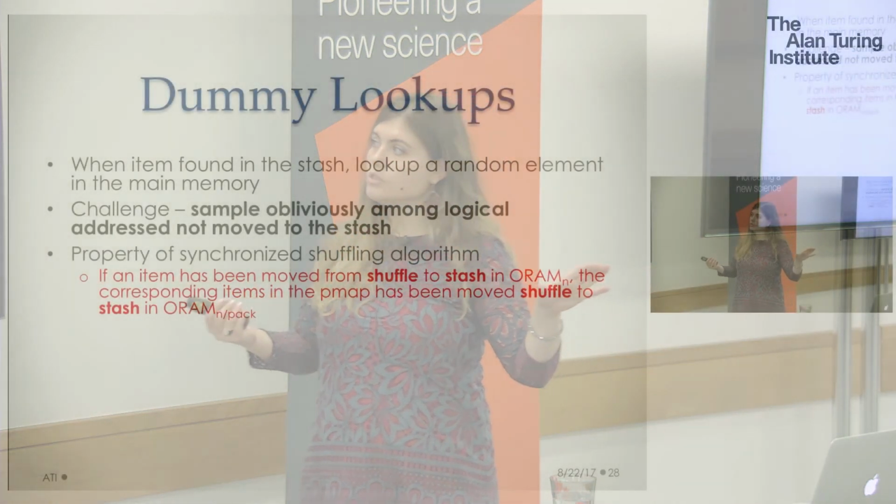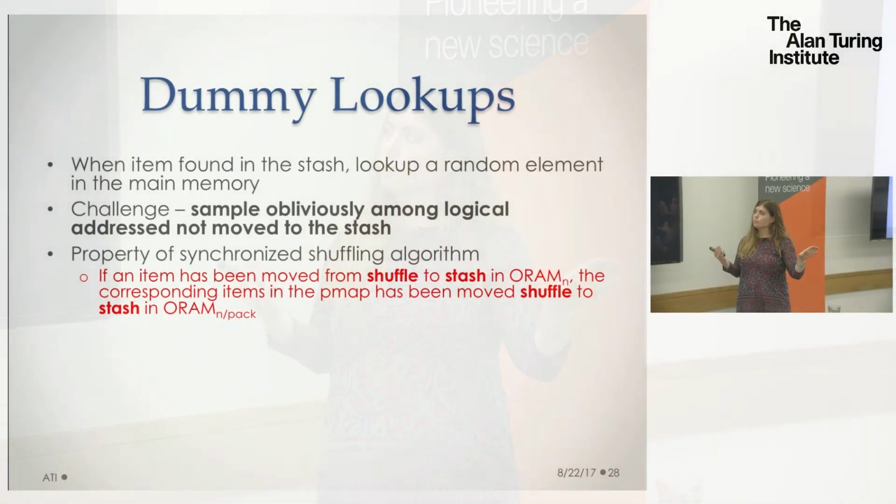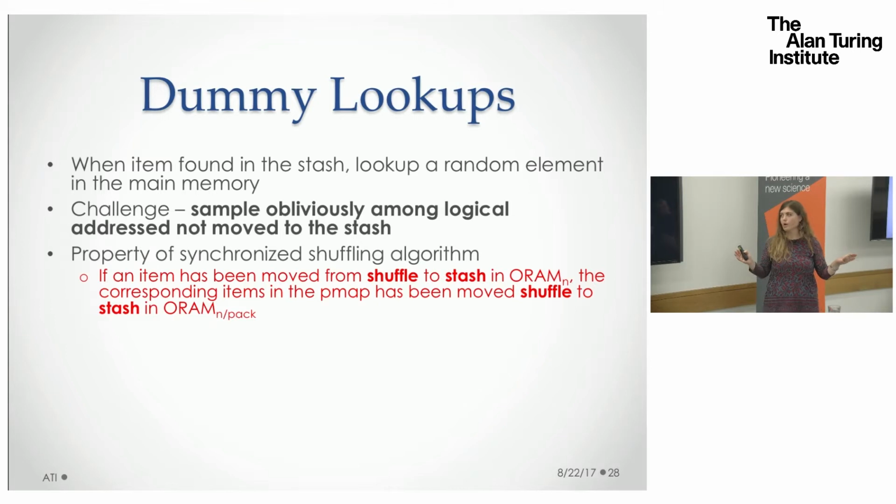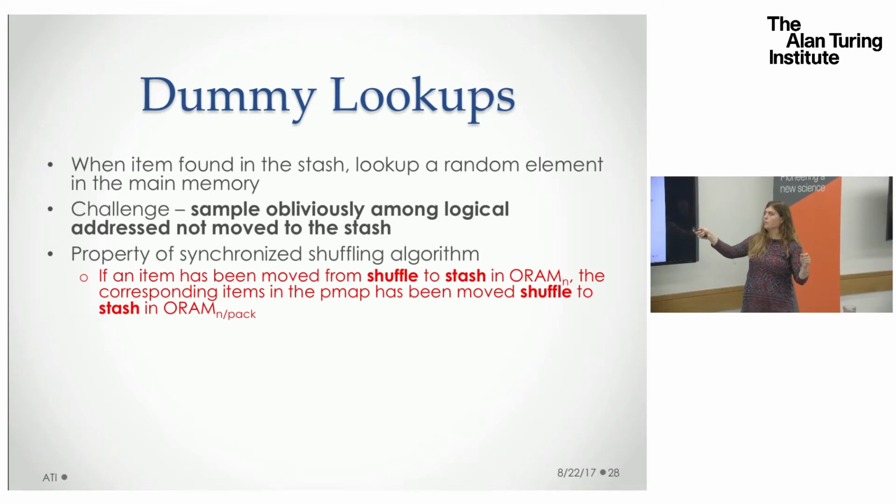What we will do is we will use this property that we synchronize the shuffle steps for all the ORAMs. And in particular, we will have the property that if an item has been moved from the permuted memory or the shuffle to the stash in a particular ORAM n, then we are guaranteed that the item that contains its position map in the smaller ORAM also has been moved from the permuted memory to the stash.